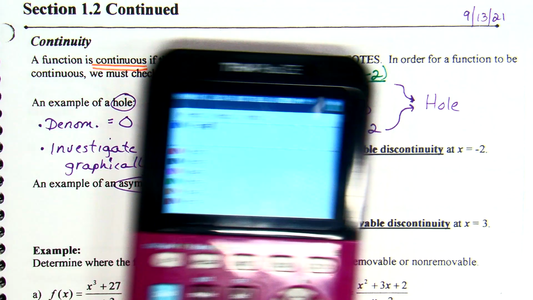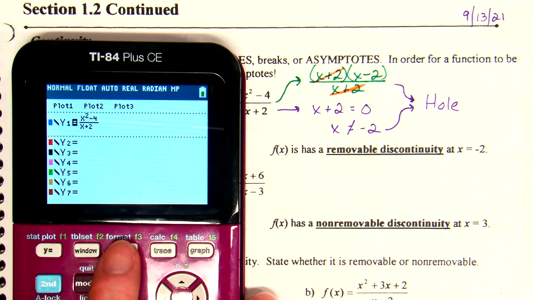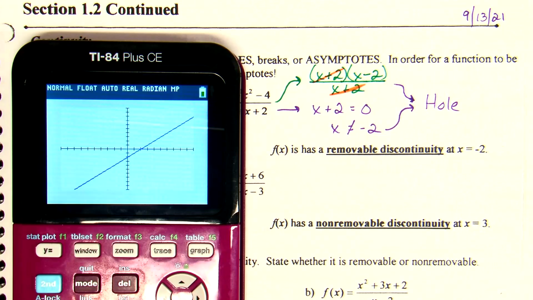I'm going to do alpha F1 so I can do my fraction. I'm going to do x squared minus 4 over x plus 2. I'm going to do zoom 6 because I don't know what I last graphed. If done correctly, your graph looks like my graph. What's the graph look like? Looks like a line, right?